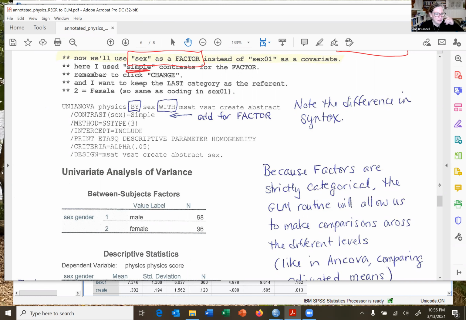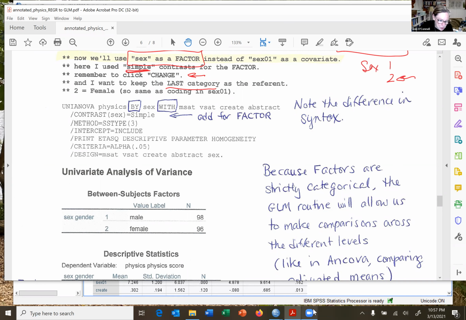And a simple contrast is really each variable against another variable in the model, a comparison group. When we do that, we want to make sure we click change. I'll show you how to do this in a second. And I also want to keep the last category as a reference, which will match up with what I have. So if you think of, our sex variable was a 1 and a 2. So the last variable is going to be the referent group. So it's like creating a dummy coded variable for us instead of my having to create it using the syntax.